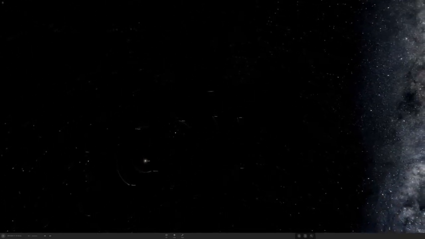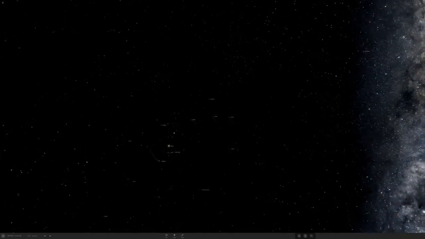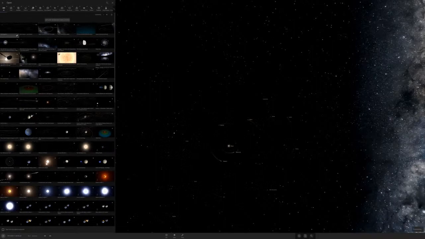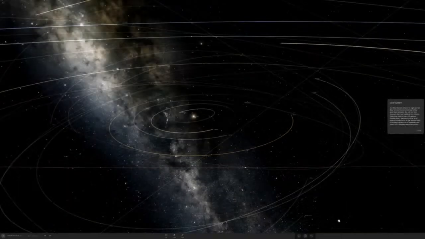And zoom out a little bit more. I'm losing my planet orbits for some reason. I do not know why. Let's get them back. Excuse me.